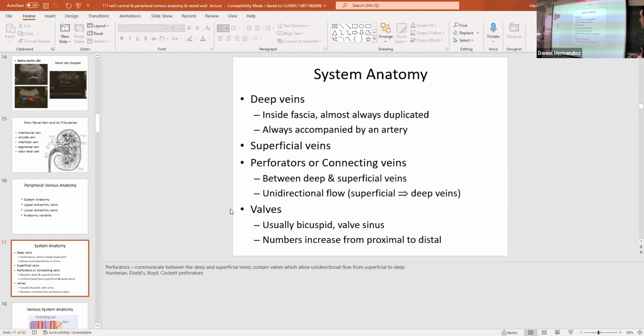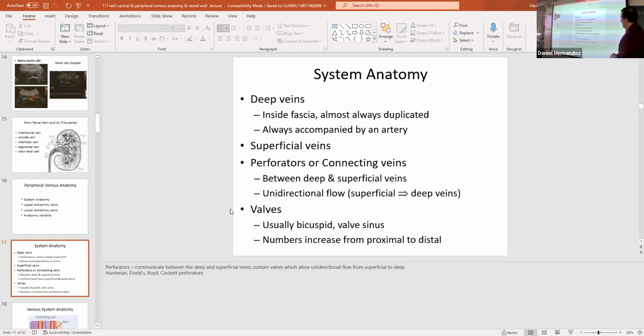The perforators, these veins are the connection between the superficial and the deep system. Blood flow in the perforator veins goes from the superficial veins into the deep veins. This is important when we get into venous, knowing this flow direction, because when you have reversal of that flow direction, that's when you wind up with varicose veins or varicosities.